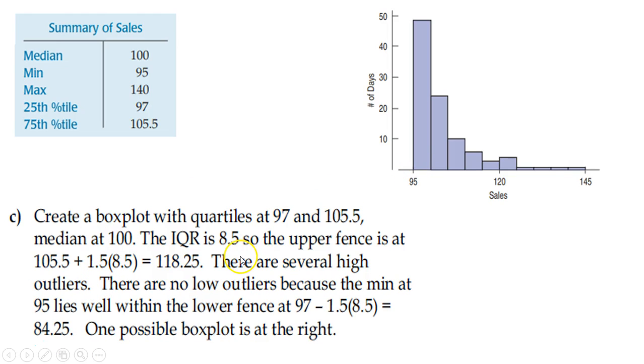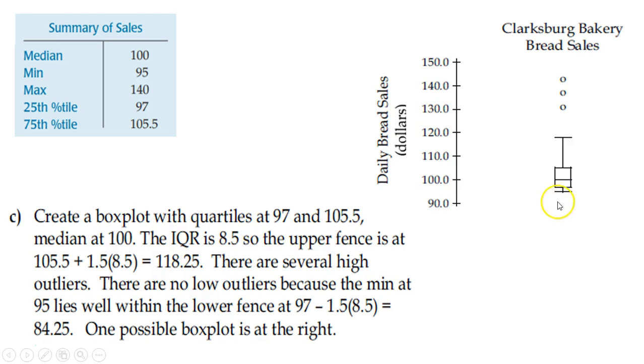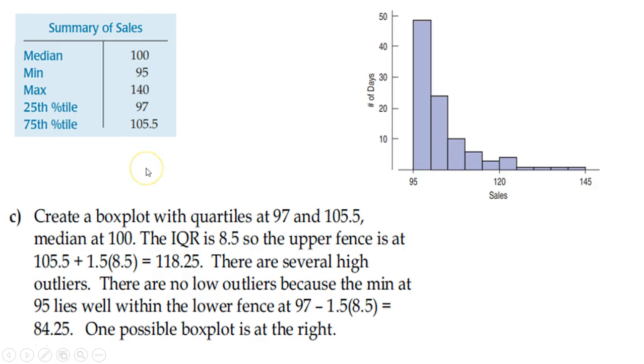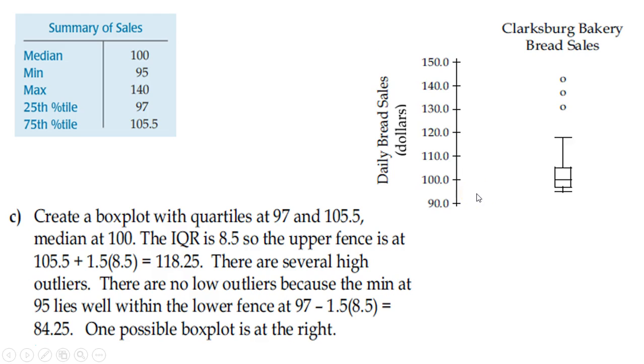All right, one possible box plot is at the right. There's really no outliers down this way, but the other way, 105.5 plus that, as you can see, we are going to get some outliers with our data, just because we can see that that's going to be way out and above it. So if I take the 105.5 plus 1.5 times the interquartile range, which is 8.5, basically I'm looking at anything above 118.25. Anything above that is going to be an outlier.